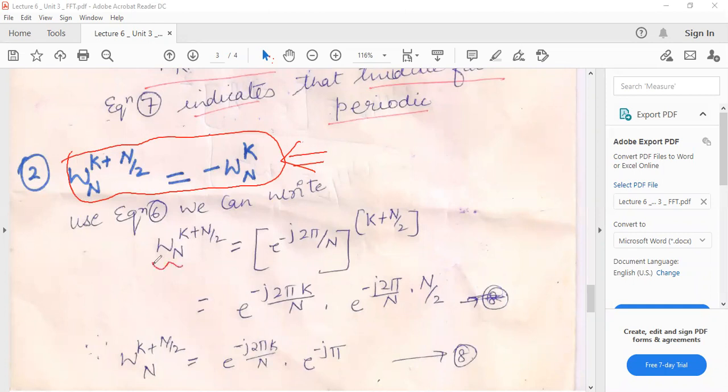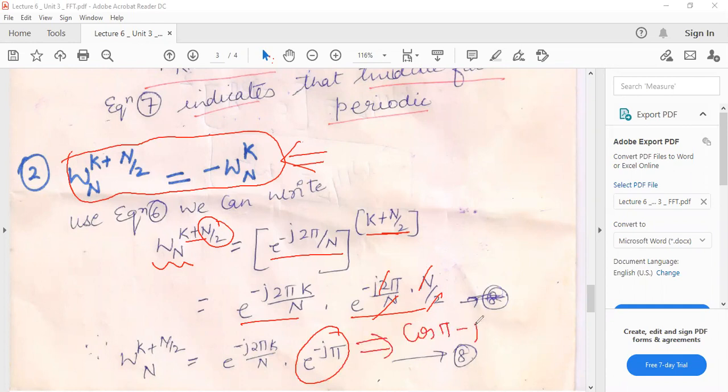So we have W_N raised to the power k plus N by 2, and we have replaced W with e raised to the power minus j 2π by N, raised to the power this one. So we have opened the bracket here, and we have got this equation here, right? So N to N will be cancelled out, 2 to 2 will be cancelled out. So you have this equation now. Now, this equation can be replaced by cos π minus j sin π. So cos π is equal to -1 minus j into 0, so it is equal to -1.